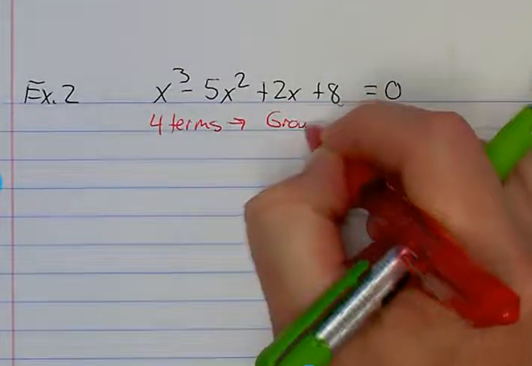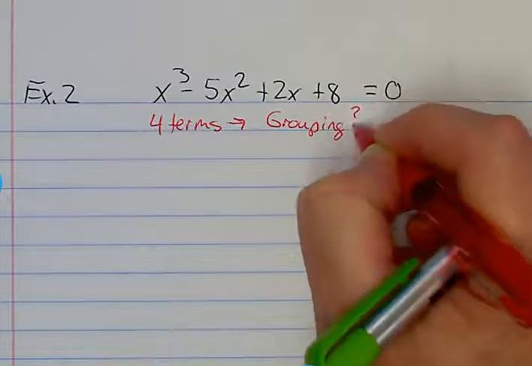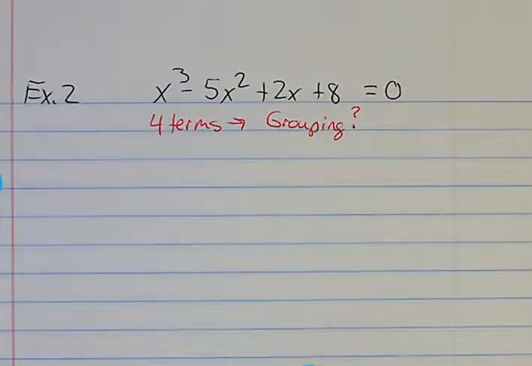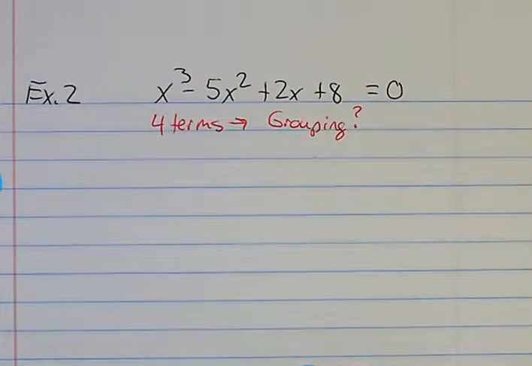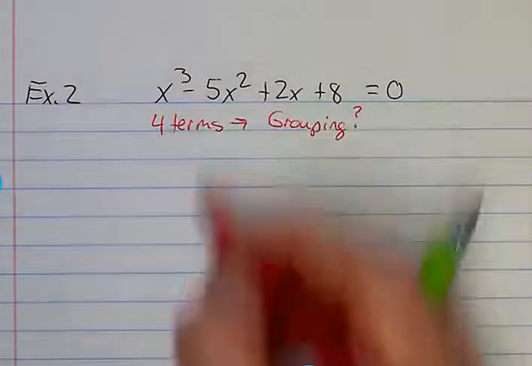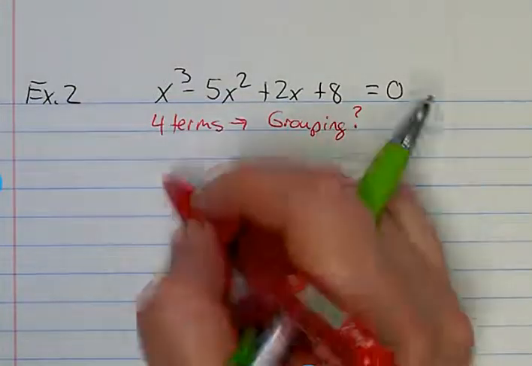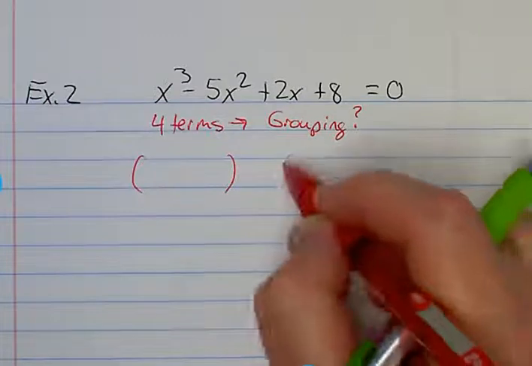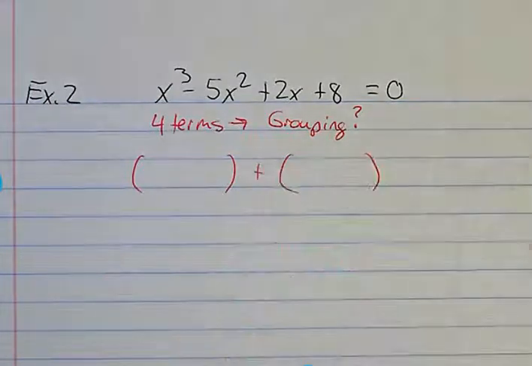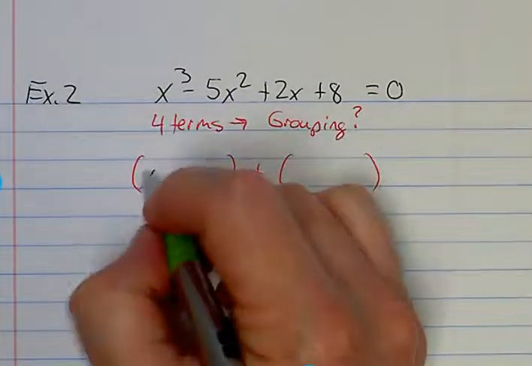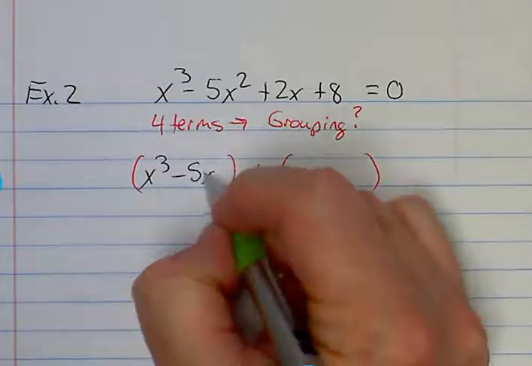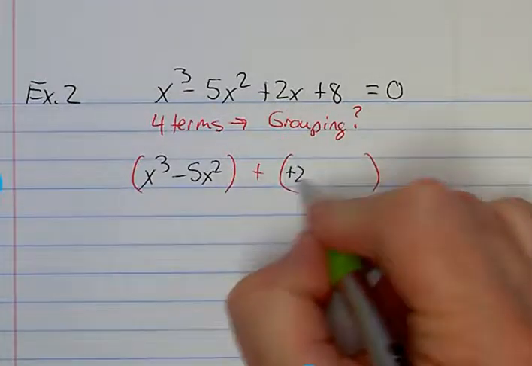So then you want to say, all right, can we do grouping? And just put a question mark, because it's going to be 50-50. Sometimes you'll be able to, sometimes you won't. And it just depends on the terms. Put the first 2 terms together and put the last 2 terms together.